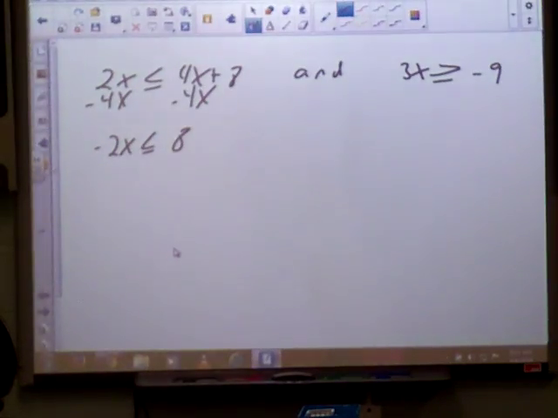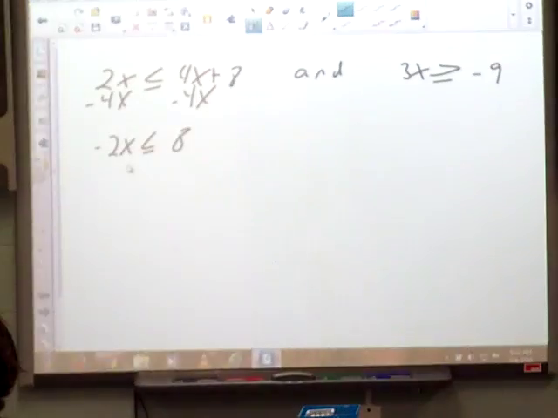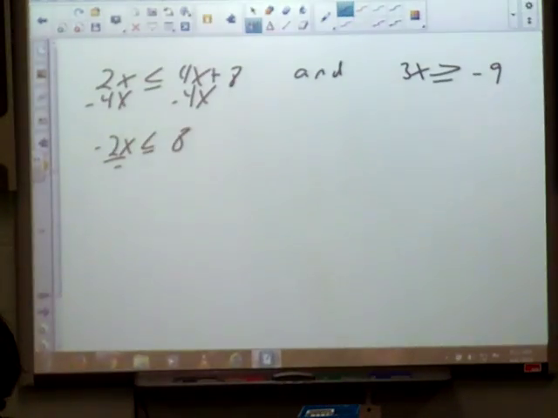Now I'm to what Devin was talking about. I'm going to have to divide by a negative 2 here. And we talked last week, when we divide by a negative, what does our sign do? Flip. So when I divide by negative 2, this is going to give me x is greater than, I flipped it, greater than or equal to negative 4.